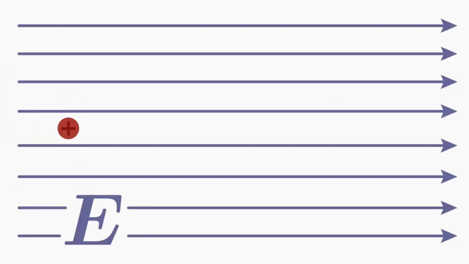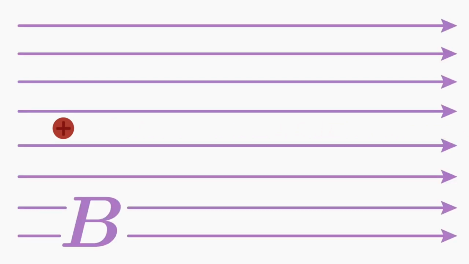When an electric charge is placed in an external electric field, the charge is accelerated. As a result, the charge changes its kinetic energy. On the other hand, when an electric charge is placed in a magnetic field, the charge is not accelerated. The charge does not change its energy.